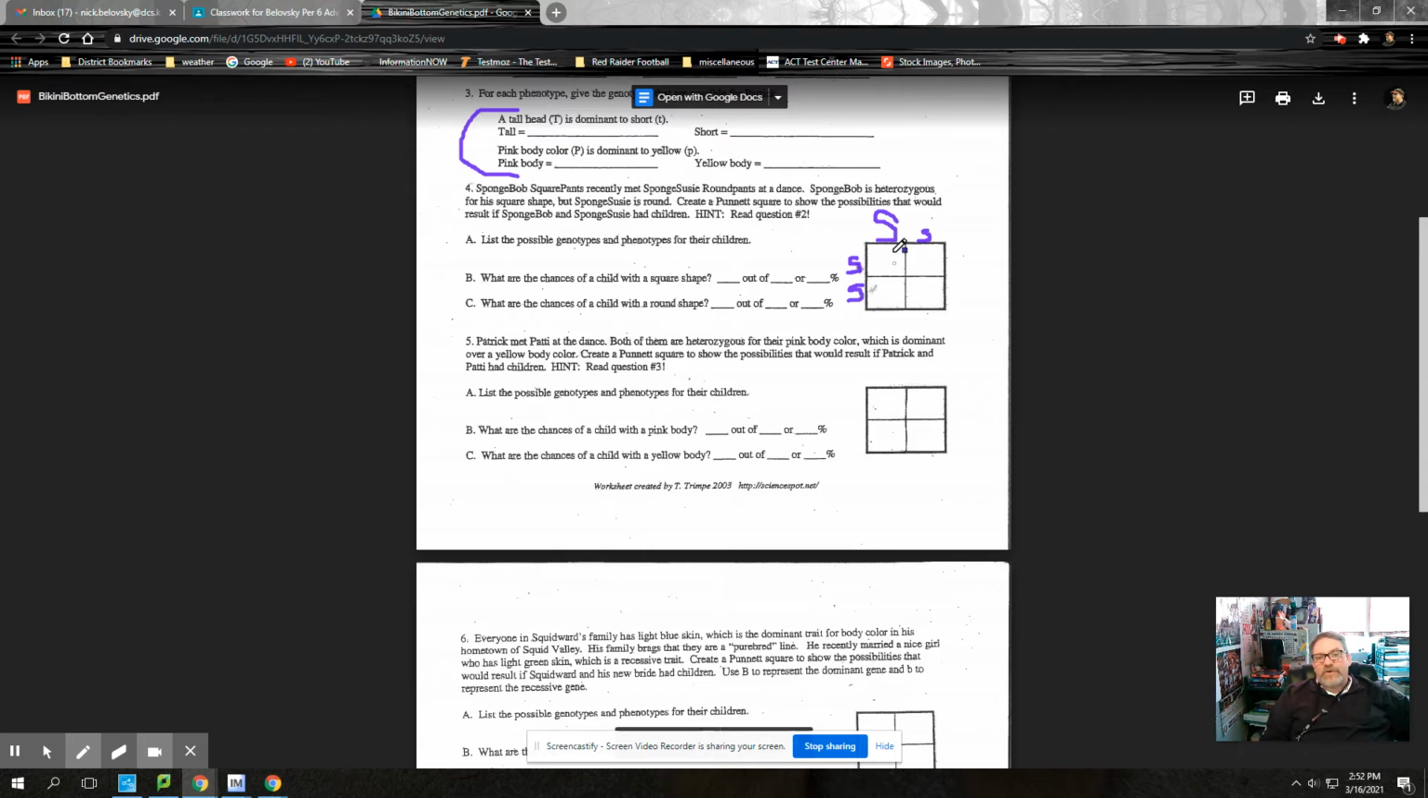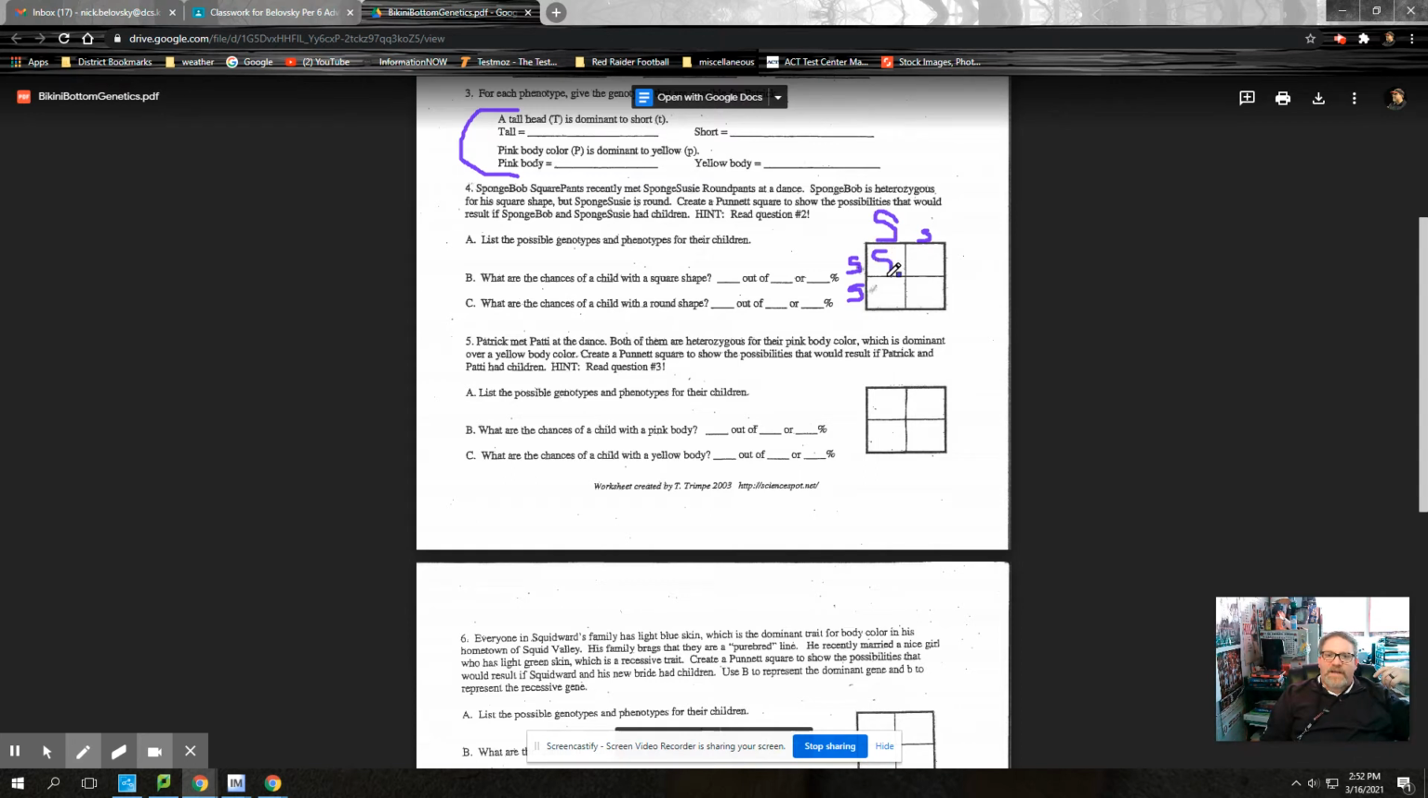Now, what you need to do is go in and fill in this Punnett square and then answer these questions right here for phenotype, genotype. Tell you what, let's just do number 4 together. I'm going to go ahead and do number 4 with you. So, fill in the Punnett square.